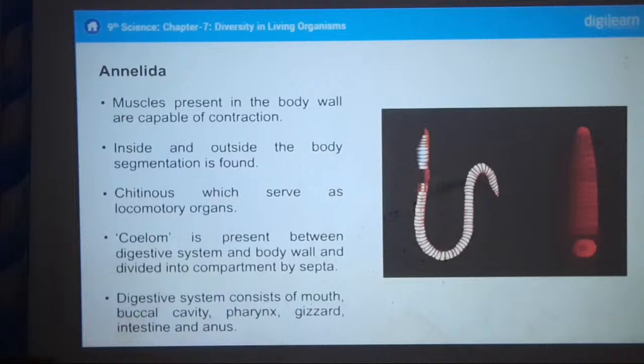Complete digestive system is present in Annelida. It consists of mouth, buccal cavity, pharynx, gizzard, intestine and anus. Respiration takes place through gills or skin. Blood vascular system is seen in annelids. It consists of blood, which is red in color. Heart helps the flow of blood through blood vessels. Well-developed nervous system is present. Excretion is done by a pair of ciliated tubular structures called nephridia. Reproduction is done by sexual method. Some of the examples of annelids are earthworm, leech, and Nereis.